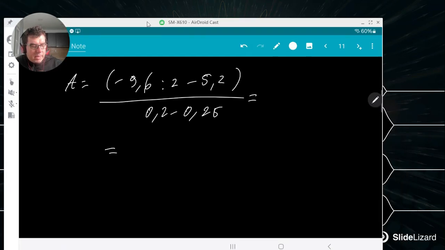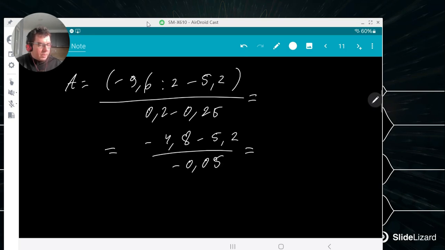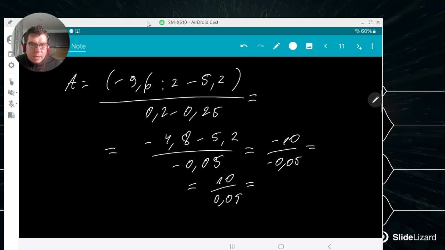I calculate minus 9.6 divided by 2 is minus 4.8, minus 5.2, over minus 0.05. So minus 4.8 minus 5.2 is minus 10 over minus 0.05. Minus divided by minus gives a plus, and therefore this is going to be the same as 10 over 0.05, which is, I expand by 100, 1000 over 5, which is 200, and that's the answer.